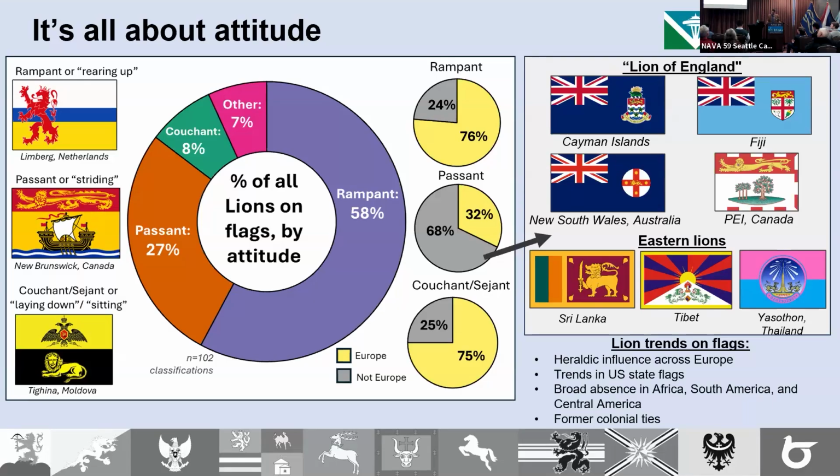And then you have Eastern flags, so like on Eastern or Asian cultures. Those are typically in the walking stance, but they're not at all related to European heraldry. Like the flag of Sri Lanka, that is based on Buddhist mythology. You have lions on flags in that attitude on the flags of Tibet, across Thailand, Myanmar, and the Philippines. Again, not related to European lions.